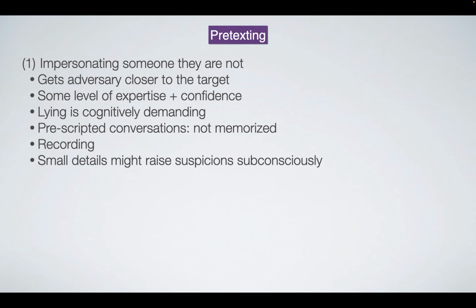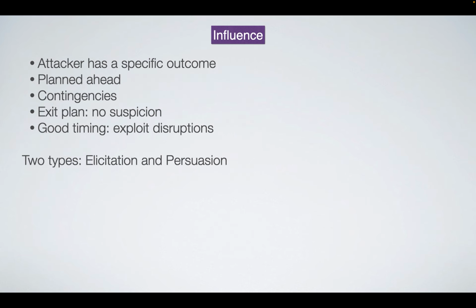So all sorts of little details. Okay, and then for influence, you have a specific outcome that you want. So it's either elicitation or persuasion. We'll deal with those separately. But once again, it's a lot of planning ahead, right? Thinking about contingency. So if something goes wrong, what do I do?